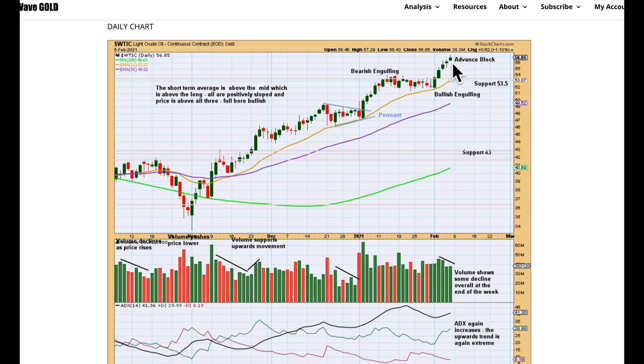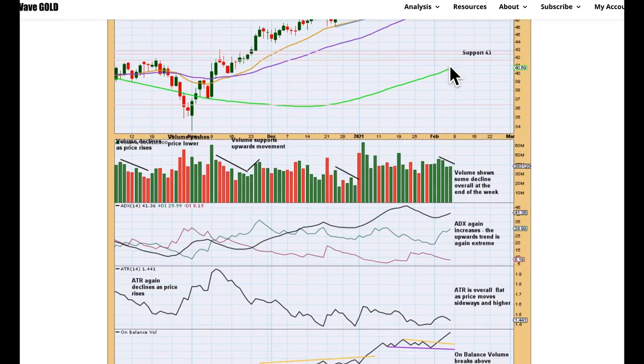It's a variety of the three white soldiers, but with the declining size of the real body of the candlesticks in the second and third candlestick, it tells us that bulls are weakening. It's not a reversal pattern, but it just tells us to be concerned that we may see some pullback or a potential change. It's not a bearish reversal pattern. It just sounds a warning signal.